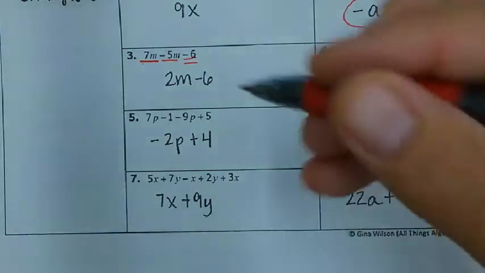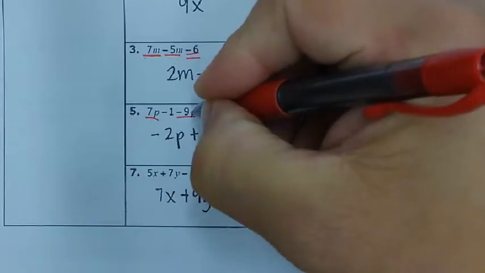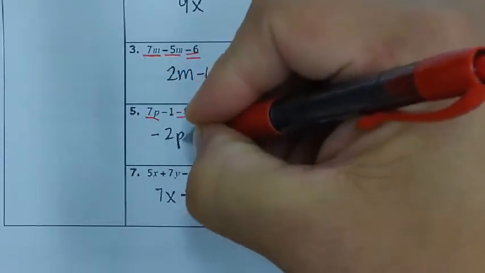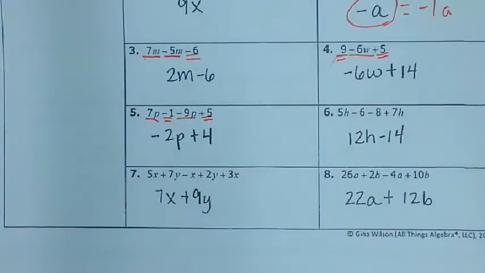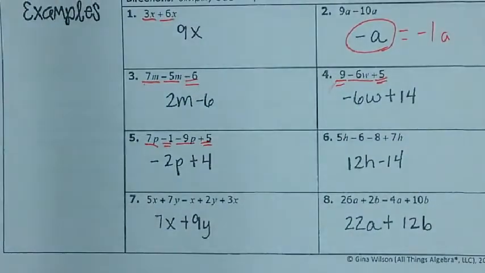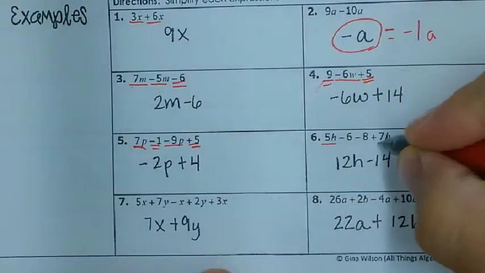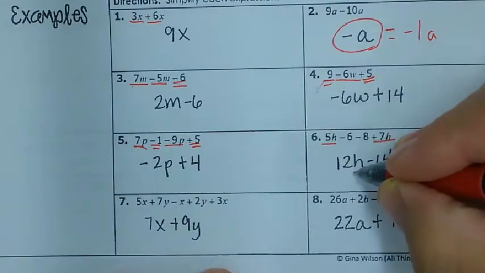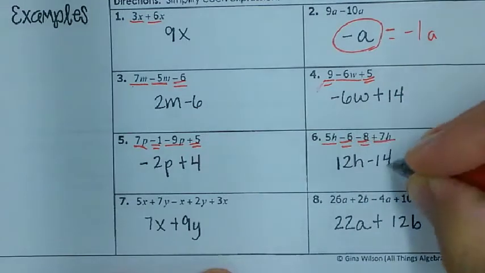Okay, so now we have 7p minus 9p. Well, 7 minus 9 is negative 2. Then you just bring down the p. Then we have negative 1 plus 5. That would be 4. Then here we have 5h plus 7h. 5 plus 7 is 12h. Negative 6 minus 8 is negative 14.